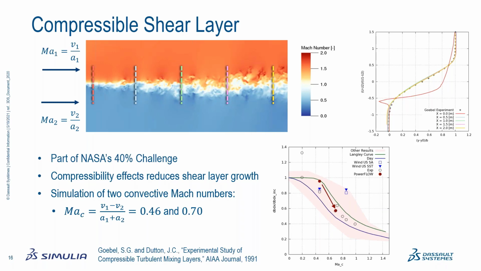On the right-hand side, I'm showing 2 PowerFlow simulations for 2 convective Mach numbers, the red circles, the first one at a convective Mach number of 0.46 and the second one at a convective Mach number of 0.7. The y-axis shows the growth rate relative to an incompressible flow. So for an incompressible shear layer, the growth factor would be 1. And then as compressibility starts to become important, the shear layer starts to grow more slowly. And the 2 PowerFlow simulations are right within the data. So it shows that the compressible LBM approach that we are following here is giving the right answer.